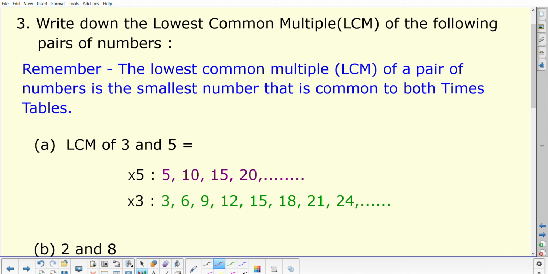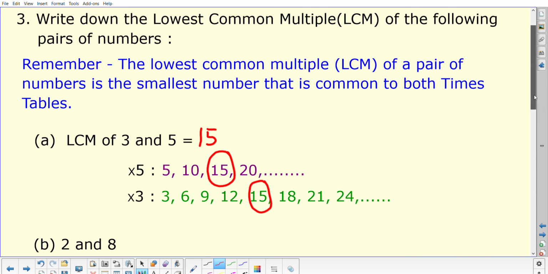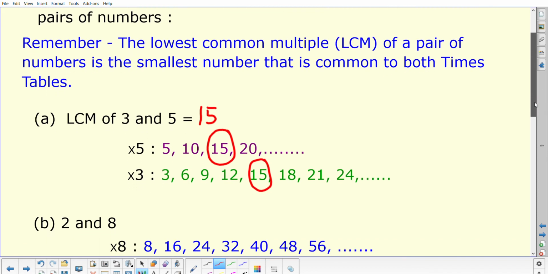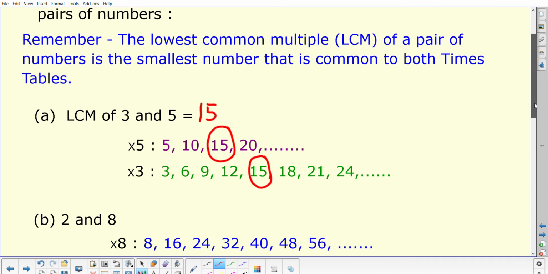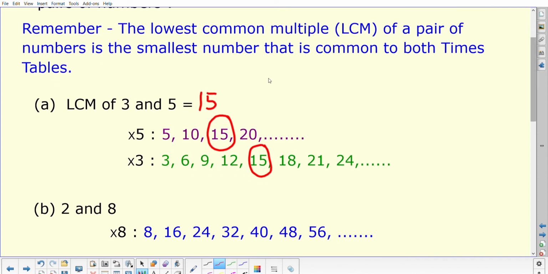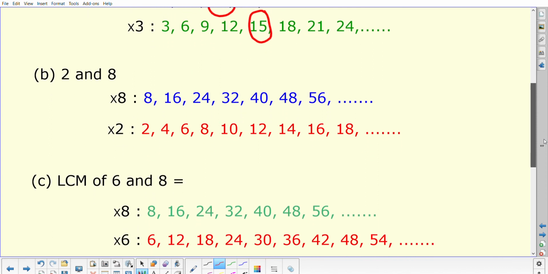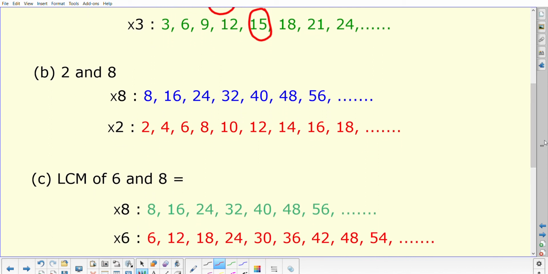So you'll see I've listed both times tables there. You can do this in your head, but the first number that's in both, or is common to both of those, is 15. So the lowest common multiple of 3 and 5 is 15. LCM is short for lowest common multiple, and you're thinking about your multiple times tables. This is a skill that will be required for adding and subtracting fractions. So it's quite important that you can work with this.